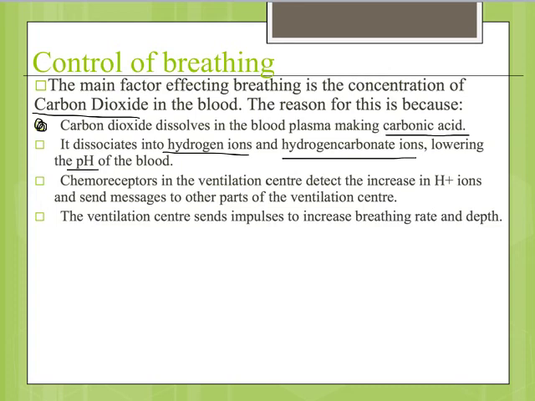Now you've got what's called chemoreceptors, which detect chemicals in the blood. You've got them in the ventilation centre, and they're going to detect the increase in hydrogen ions because it's become more acidic, and that's going to send messages to the rest of the ventilation centre saying, we've got a lot of carbon dioxide here, we need to breathe more deeply, and we need to breathe faster, and so that would increase your breathing rate and overall ventilation rate. That's important because obviously if you're exercising, you're going to be producing more carbon dioxide and you need to get rid of it, so you need to breathe deeper and more regularly.